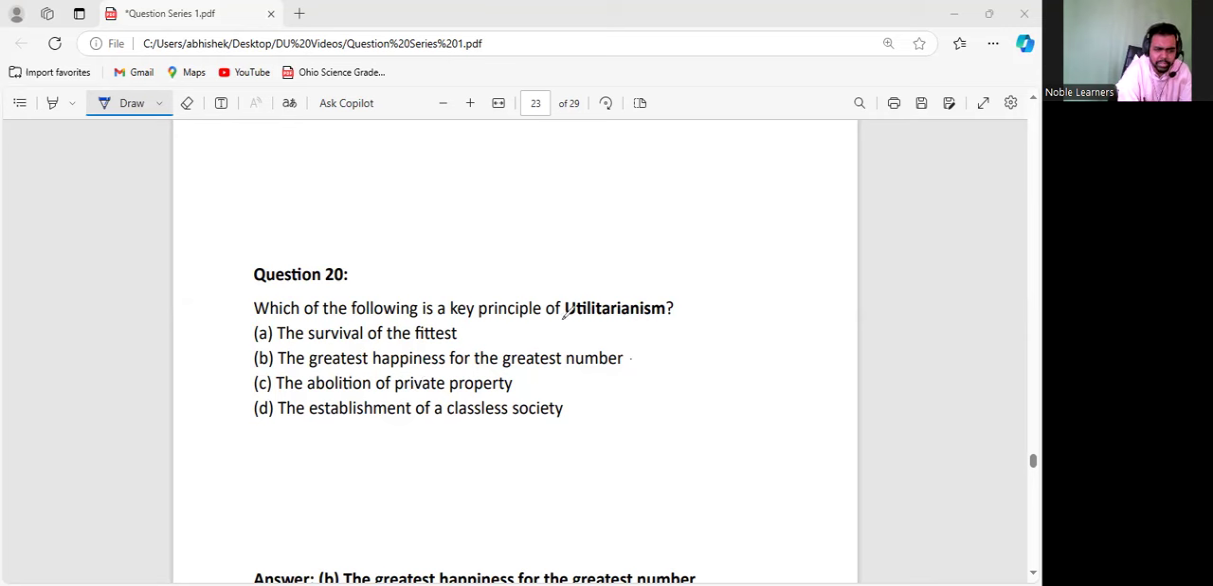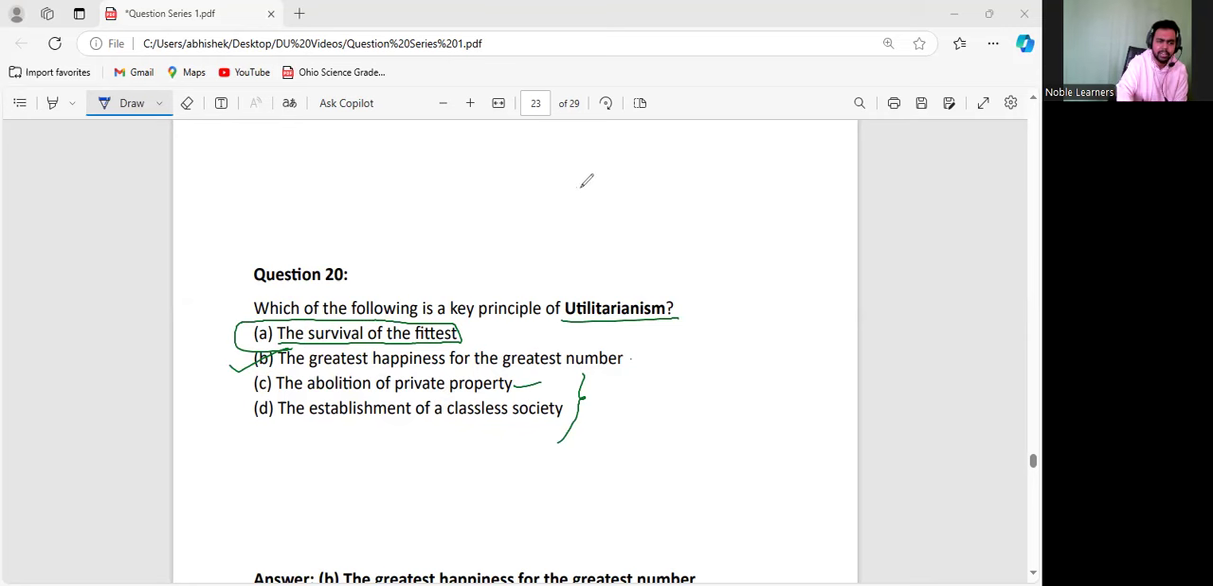So see, utilitarianism belongs to greatest happiness of the greatest number, because survival of the fittest is related to social Darwinism. Abolition of private property and classless society are associated with Marxism. Also, greatest happiness of the greatest number means you could sacrifice the happiness of a few people when it comes to promoting the happiness of the maximum number of people.